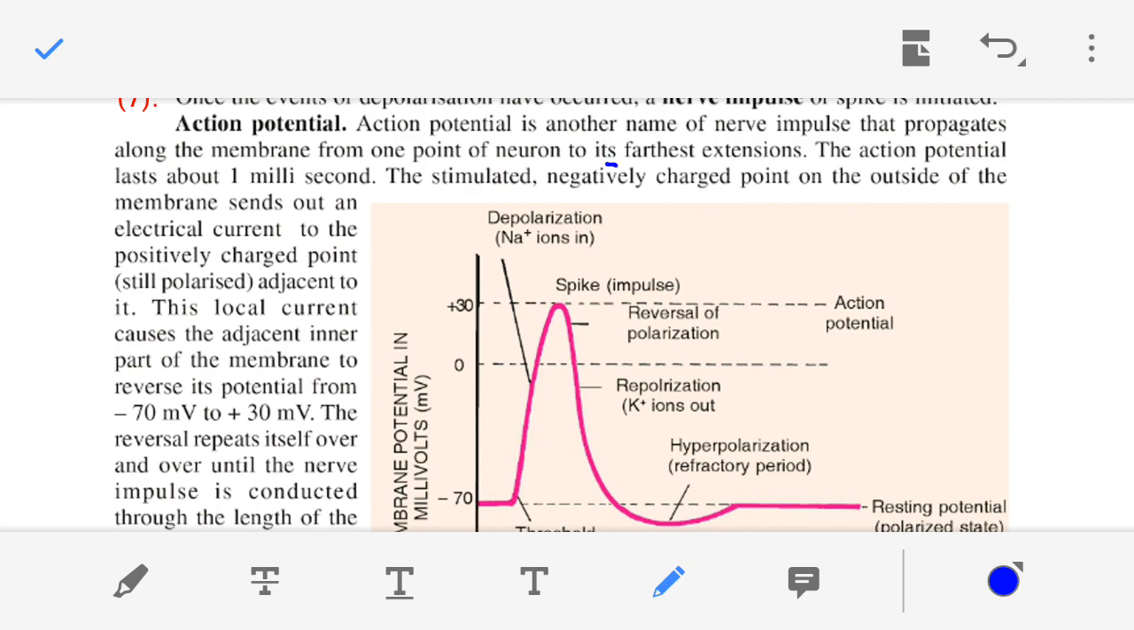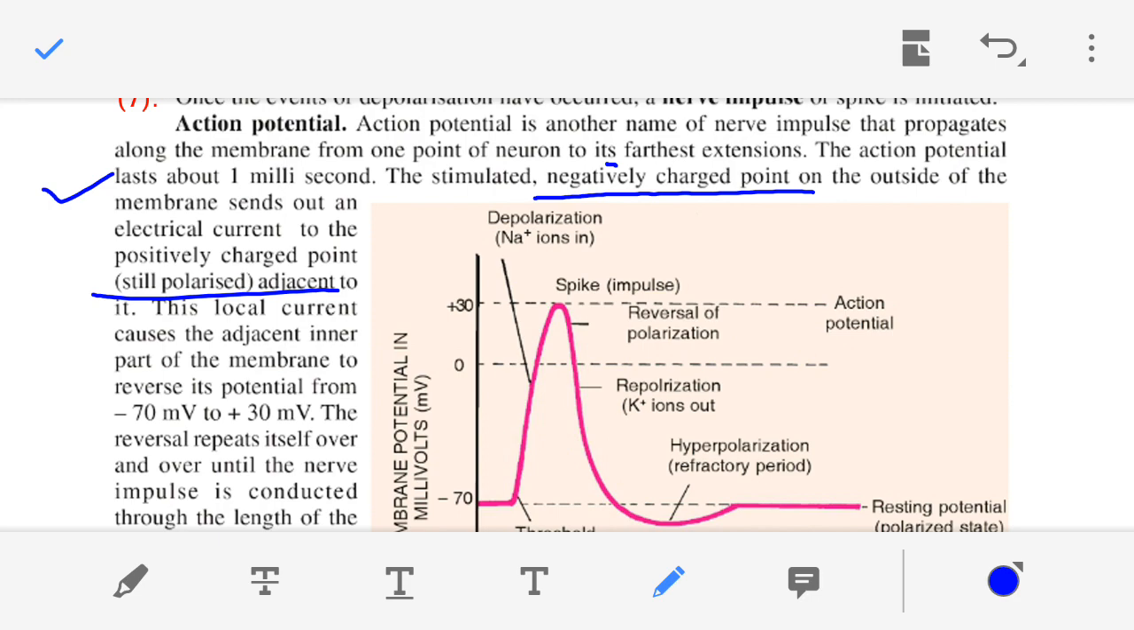Now the action potential lasts for about 1 millisecond. The duration of the action potential is 1 millisecond, and in the depolarized region, we know that in depolarization there is a development of negative charge outside. So when there is a negative charge present outside, that region affects the neighboring region. So now the neighboring or adjacent portion also becomes depolarized.